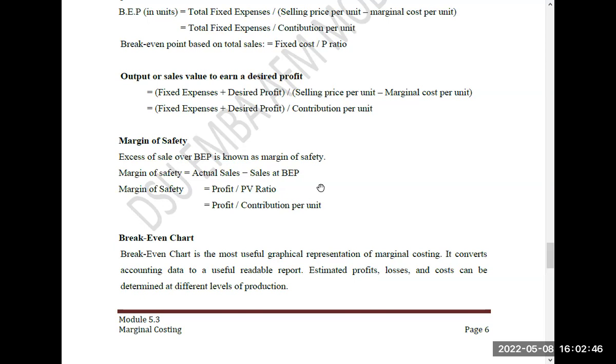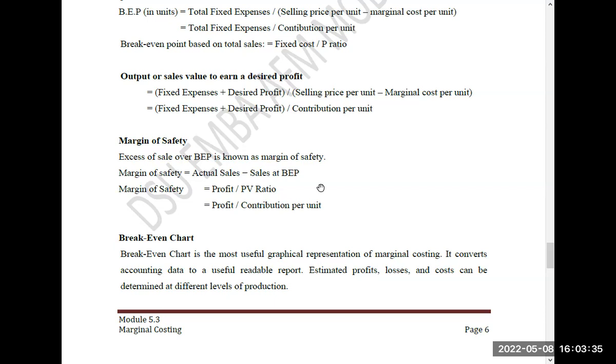Okay. The last one, they're asking you to calculate margin of safety if profit is 60,000. Next, point C, calculation of margin of safety. What is the equation to calculate margin of safety if profit is given? Profit divided by PV ratio. What is PV ratio? We have to calculate. PV ratio is equal to contribution per unit divided by selling price per unit into 100.